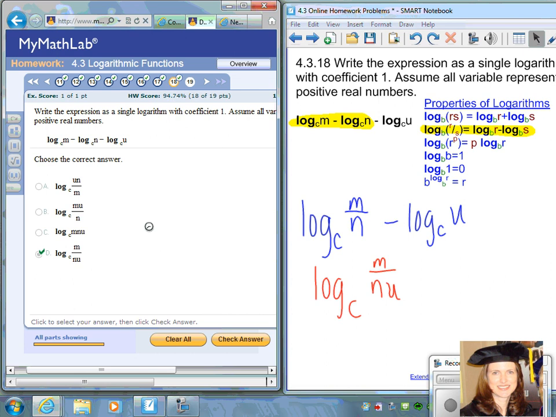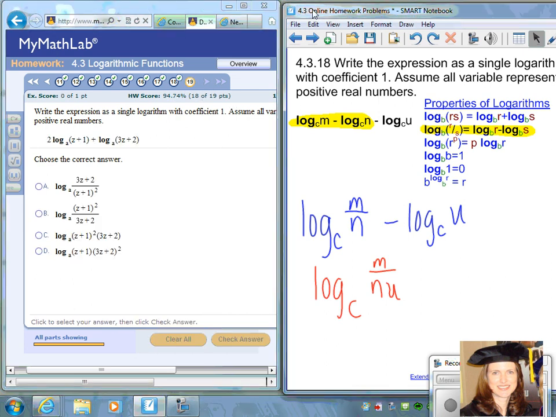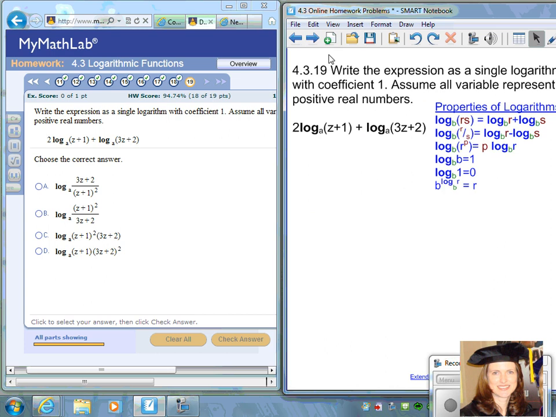Check our answer and move on to the very last question in this section. We are going to write the expression as a single logarithm with coefficient 1. Assume all the variables represent positive real numbers.